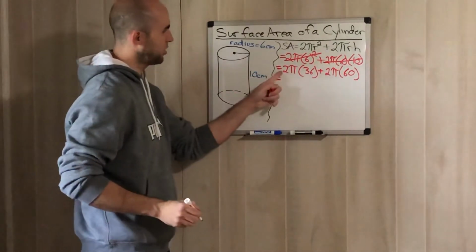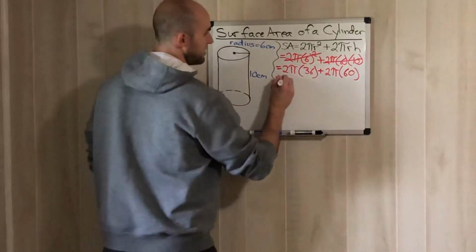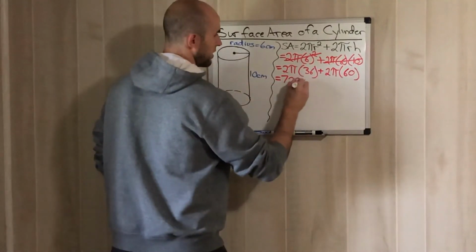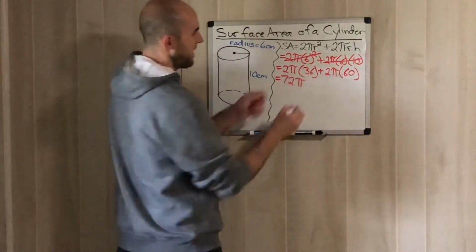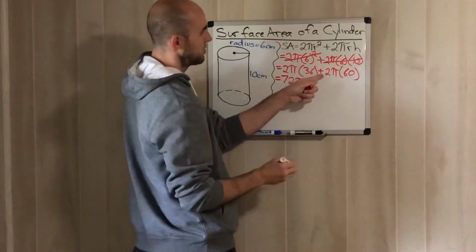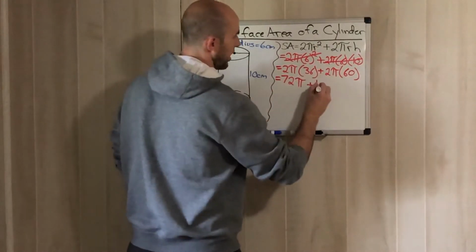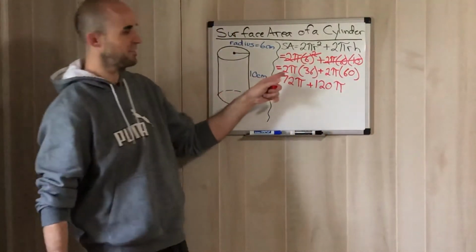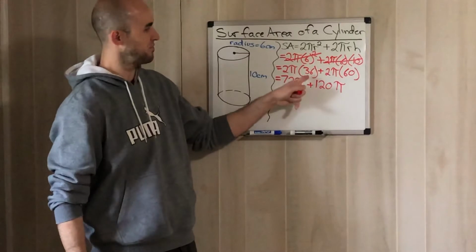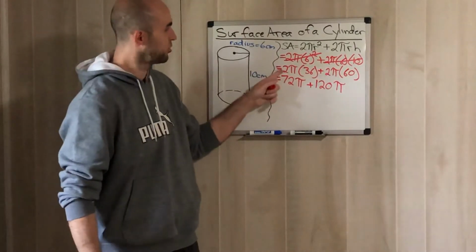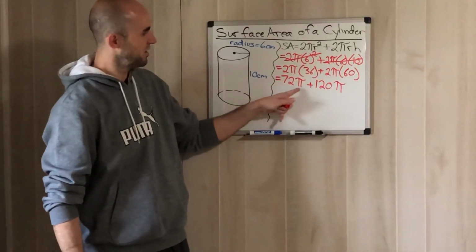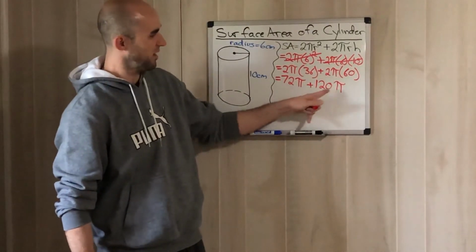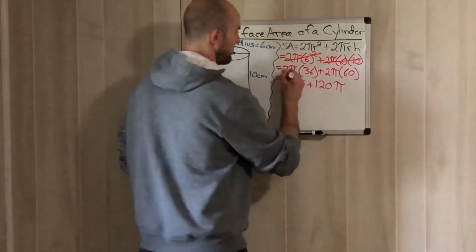We know that 2 times 36 is 72. Can't forget the pi. Right? And we know that 2 times 60 is 120. Again, don't forget the pi. And where all this came from is the same thing. We know that 2 times 36, because it's all together, is 72. Brought down the pi. And we know that 2 times 60 was 120. Bring down the pi. So we have that now.